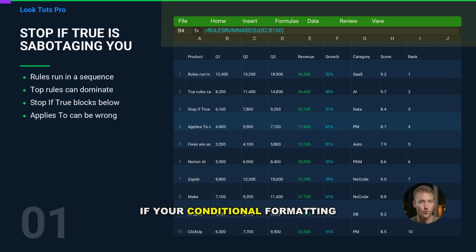If your conditional formatting looks broken, it usually isn't. Most of the time, one rule is simply taking over and blocking the others. That's why you get the classic symptoms. The wrong color wins, everything turns the same shade, or the rule you just made seems to do nothing.